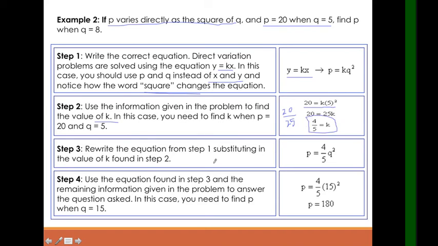Now, we can now do step 3. Rewrite the equation by substituting the k value in step number 2. So, p is equal to, ito yung gagamitin natin. Balik tayo dito sa number 3. P equals k, 4 over 5, then q squared. Dito sa ating next, find p ang hinahanap if q is equal to 8. So, yung q, papalitan natin ng 8.